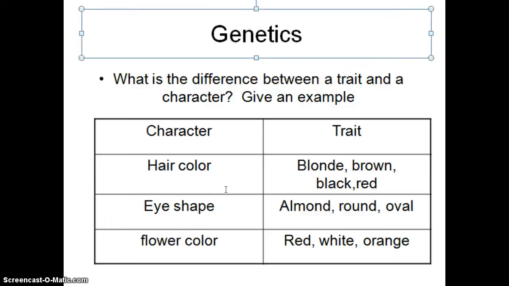Hi guys, today we're going to review genetics and start getting into Punnett squares. So the first question I'd like to ask you guys is, what's the difference between a trait and a character? For example, hair color is a character, but certain traits can be different. So you could have blonde hair, brown, black, or red, and those traits are actually different genes that are located on our chromosomes. And we're going to be working today on how those traits get inherited using Punnett squares.